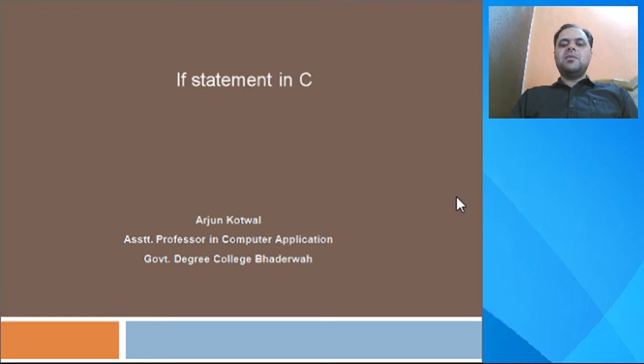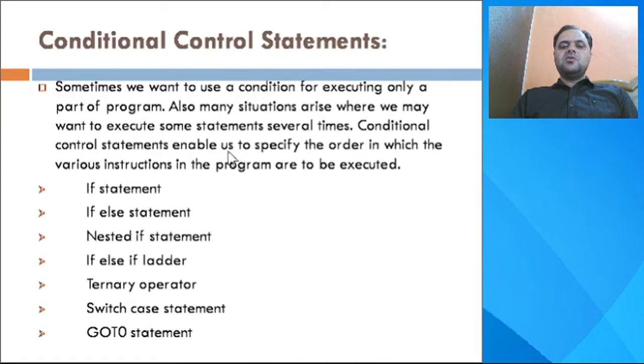These control statements are of two types: conditional control statements and looping control statements. The if statement comes in the category of conditional control statements. Sometimes you want to use a condition to execute only a part of a program. Conditional control statements enable us to specify the order in which the various instructions in the program are to be executed.